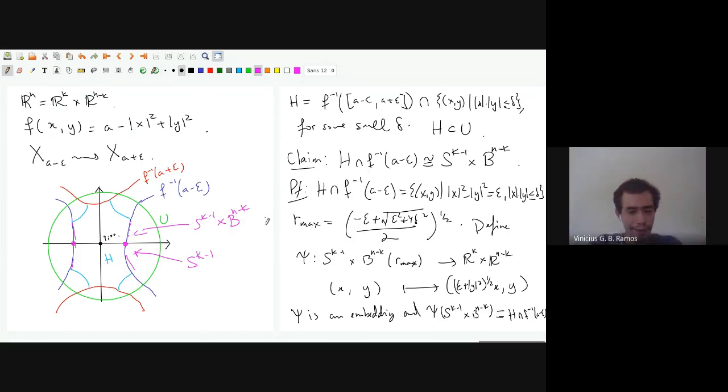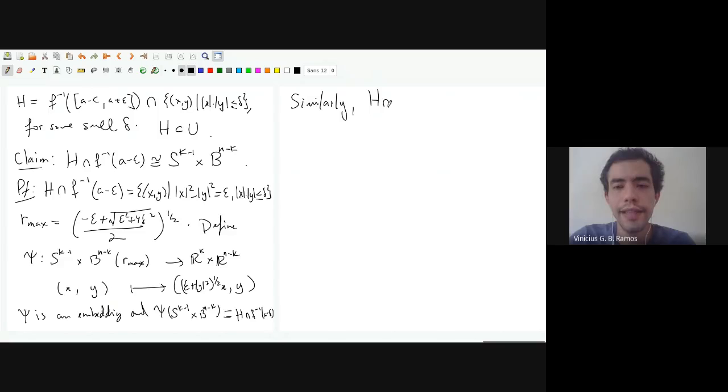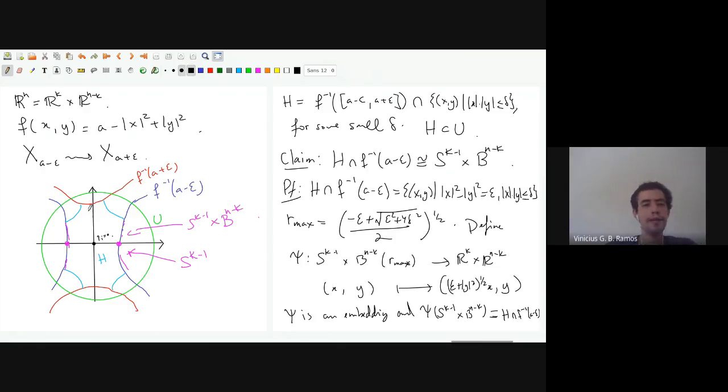And similarly, what's the intersection with a plus epsilon? Now maybe it's not so hard to see, but similarly, if you intersect H with a plus epsilon, what you get is something that's diffeomorphic to B^k times S^(n-k-1). Okay. I mean, in our picture, because n equals 2 and k equals 1, they look the same. But it's not hard to even think about rotating this around, and then you're going to have a picture where k equals 2 and n equals 3, and then the two things are a little bit different.